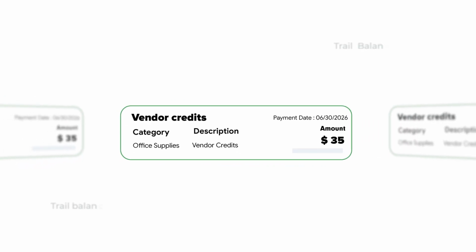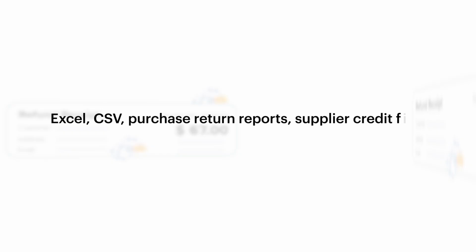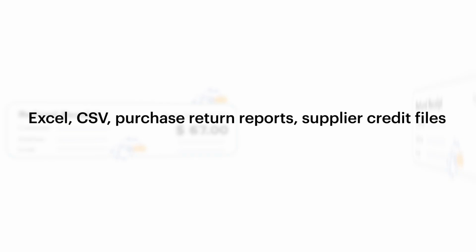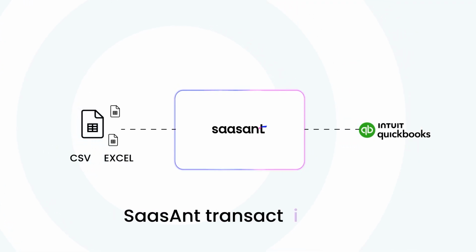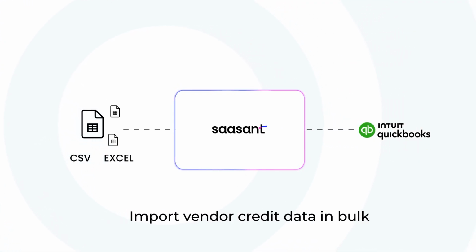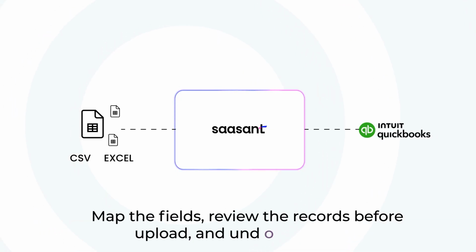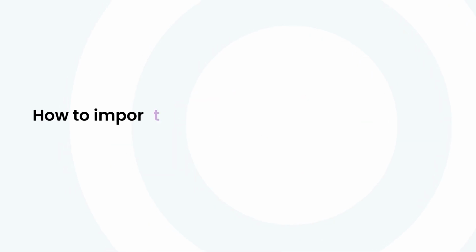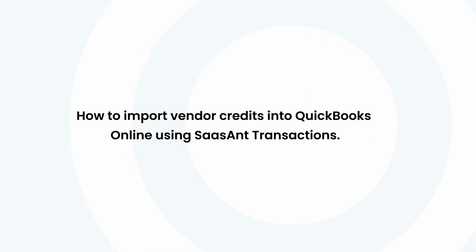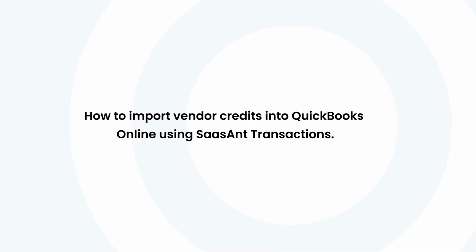Recording vendor credits one by one in QuickBooks Online can take time, especially when your vendor credit data is already in Excel, CSV, purchase return reports, supplier credit files, or another accounting system. Instead of creating each vendor credit manually, SaasAnt Transactions lets you import vendor credit data in bulk, map the fields, review the records before upload, and undo the import if needed. In this video, I'll show you how to import vendor credits into QuickBooks Online using SaasAnt Transactions.